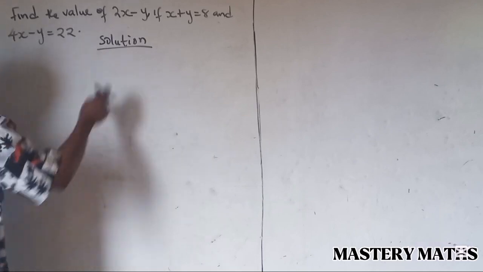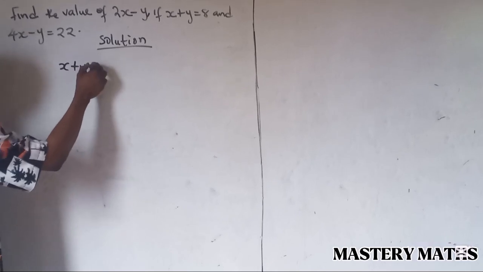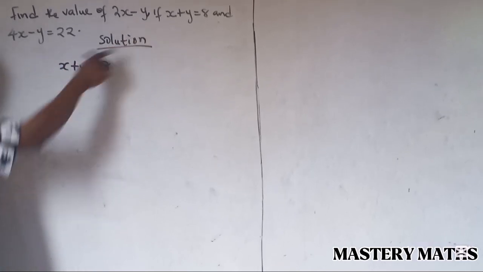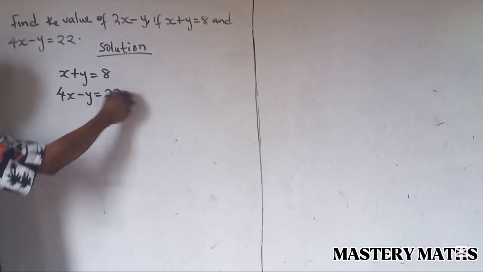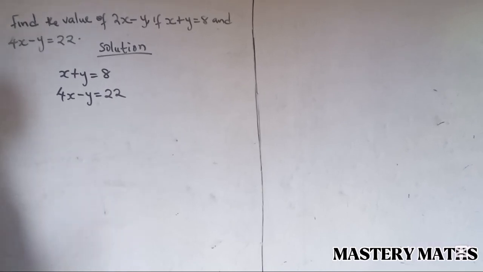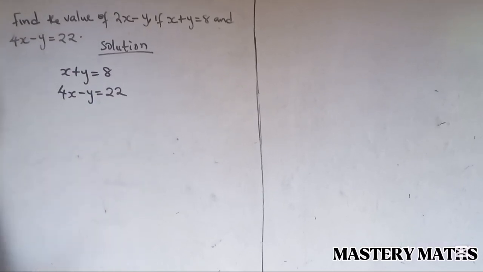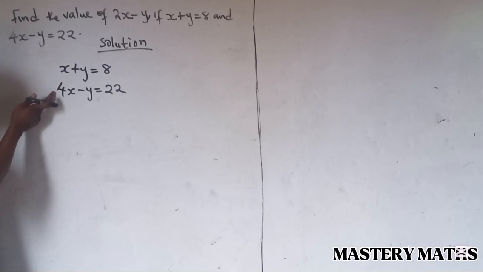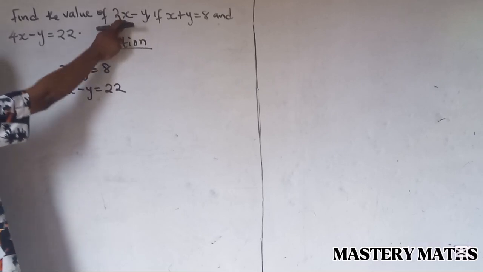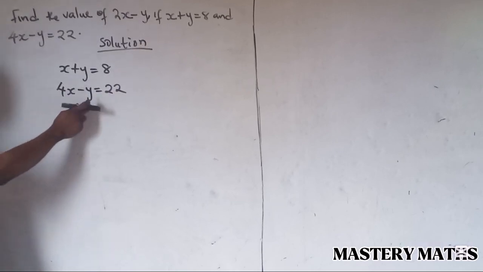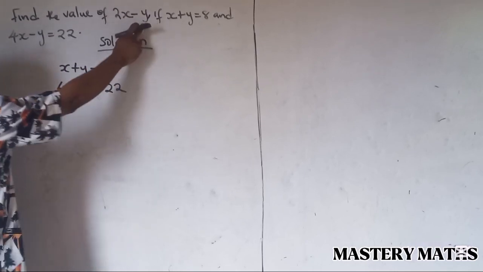The solution: you have your x plus y giving us 8, and you have your 4x minus y giving us 22. Now the question says find the value of 2x minus y. After we've solved for x and y, the value that x gave to us, we'll put it here. The value that y also gave to us, we'll put it here to get our final answer. So this gives us the final answer.